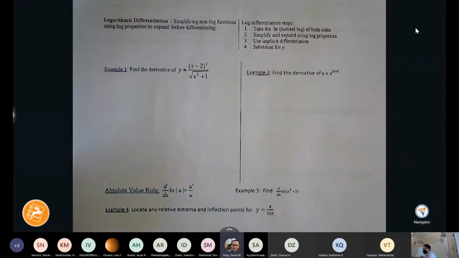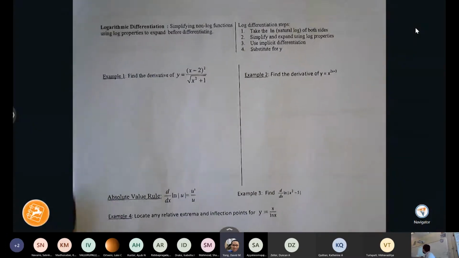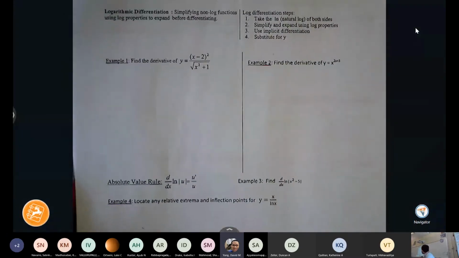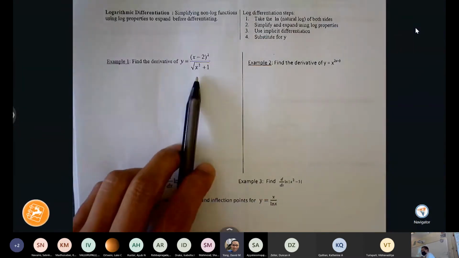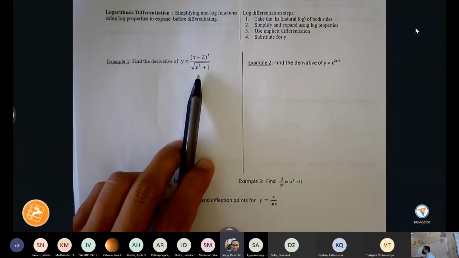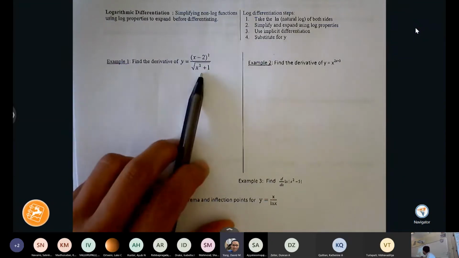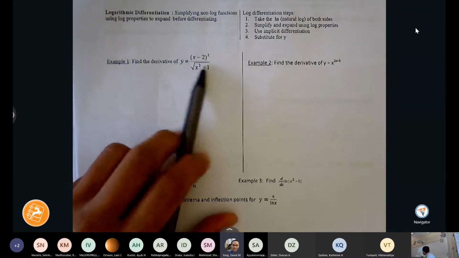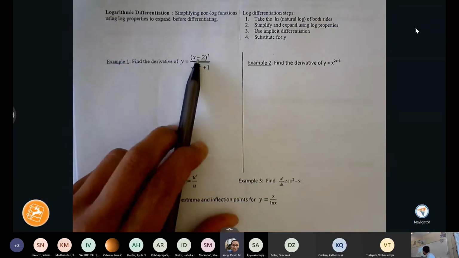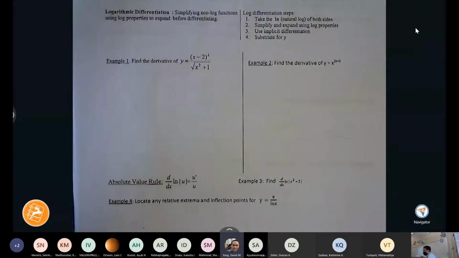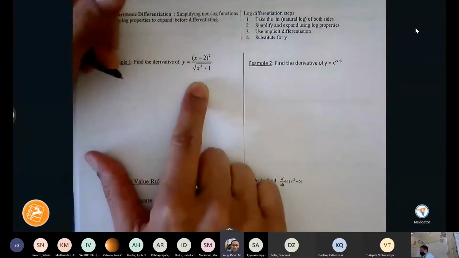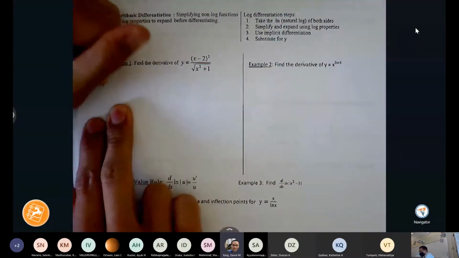Okay, so let's look at example 1 and see if these steps make sense. So we look at this problem here. We do have previous rules available to us, right? We don't have to use log differentiation. But the advantage of log differentiation is that we can avoid having to deal with a combination of, in this case, chain and quotient rule. So first step, we're going to take the natural log of both sides.